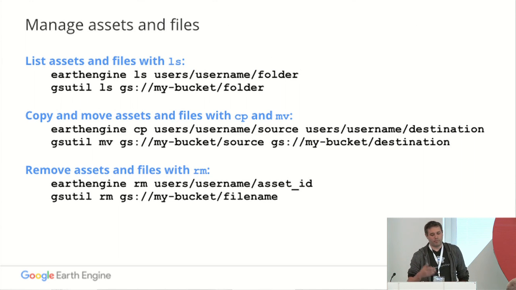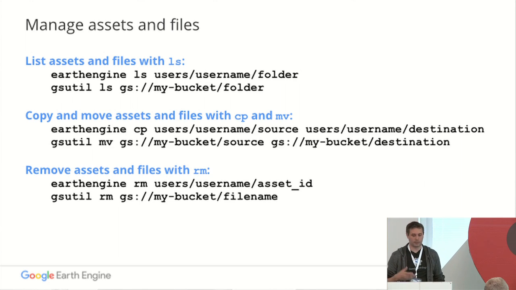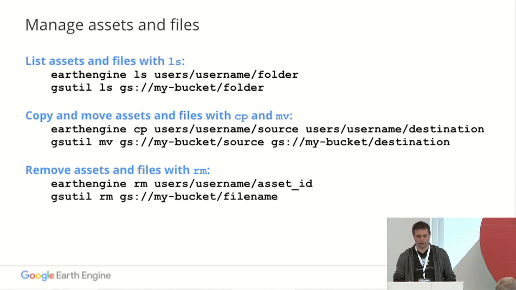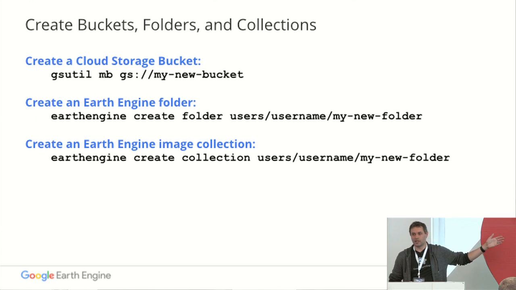You have then all of the basic file management tools, and they feel very similar between these two environments, managing your raw files in cloud storage and managing your assets in earthengine using the earthengine and gsutil tools respectively. So you can list and copy and move and delete in more or less the same way in both. We designed the earthengine command line tool to feel as familiar as possible to existing users of the gsutil tool. And so you can also create folders and buckets using these tools. In gsutil, the thing you create are cloud storage buckets. In earthengine, you can create folders, and you can create image collections.